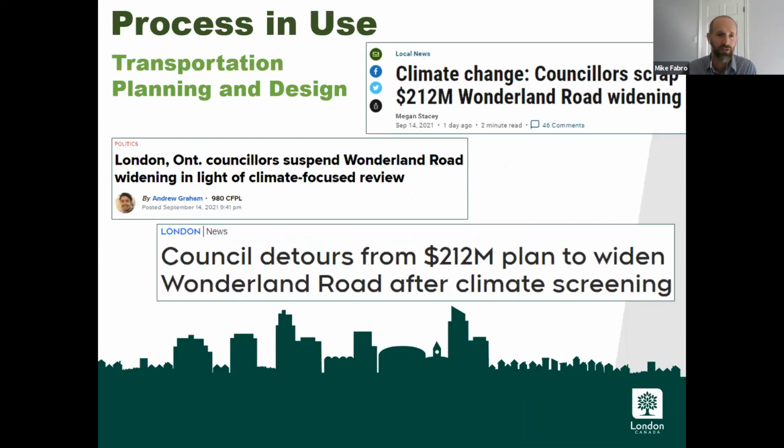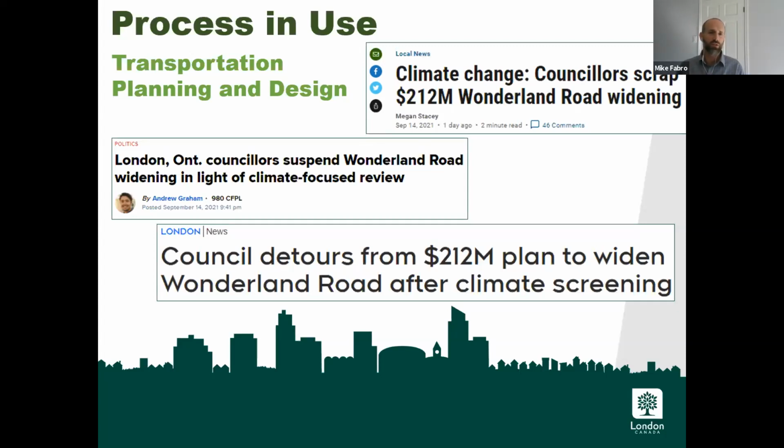It caught a lot of media attention. This project had been on the books for quite some time through a few different councils. It has a sticker price of about $212 million. And council ended up deciding to suspend the environmental assessment for that particular road widening project.